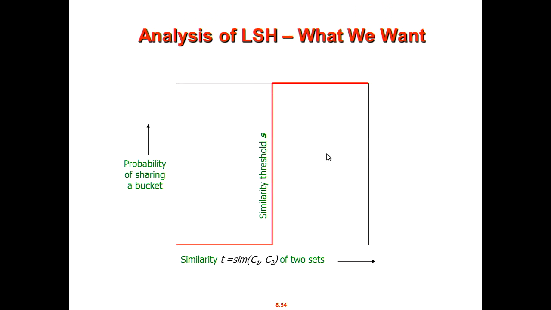false results. What we want, ideally, is this: the x-axis is the similarity of two columns, and the y-axis is the probability that they are identical in a bucket. We wish that for all the columns whose similarity is larger than this threshold s, the probability that they are identical is 1, which means that they will always be detected. And for the columns with smaller similarity, we expect that the probability that they are identical in at least one bucket is 0, which means that they will never be detected. That's what we wish to get, but that's not possible. But we can try to make our approach close to this curve.